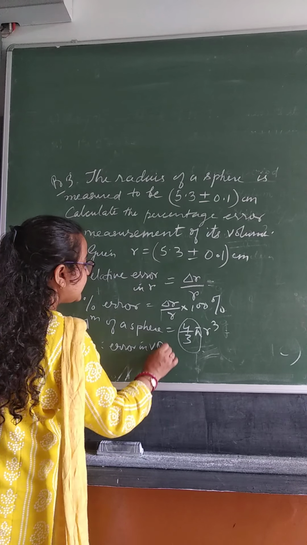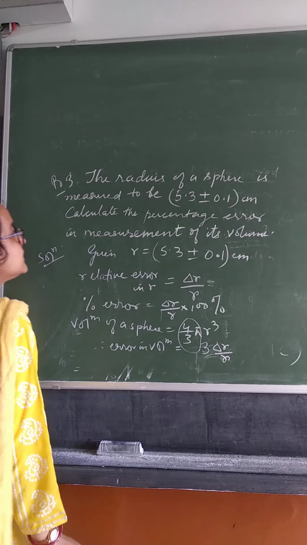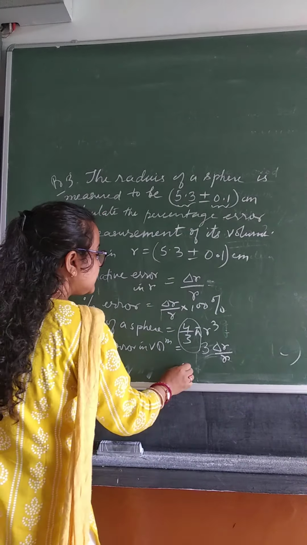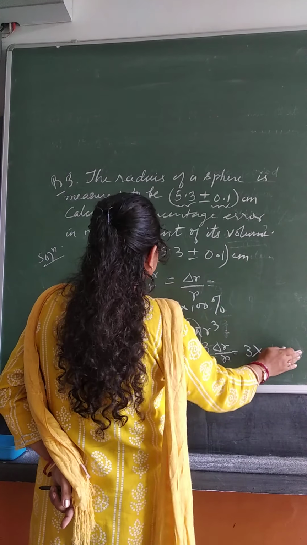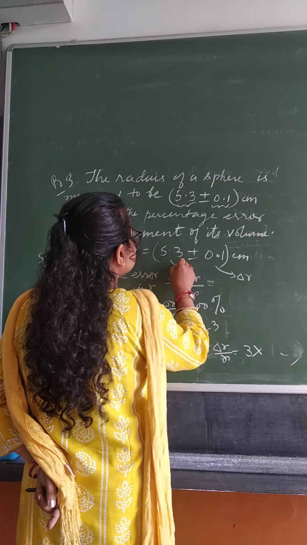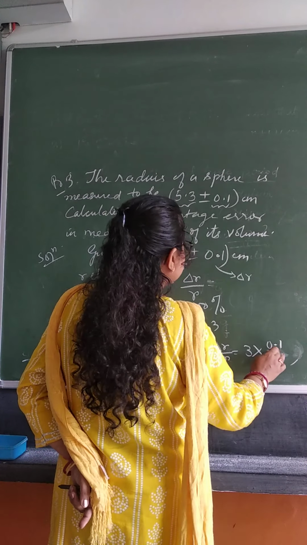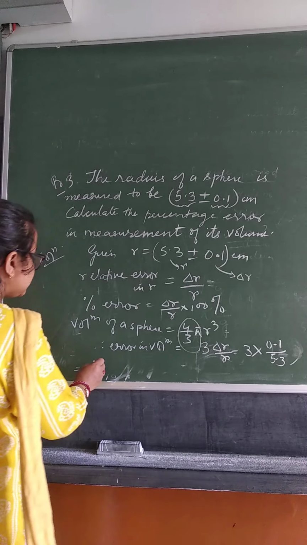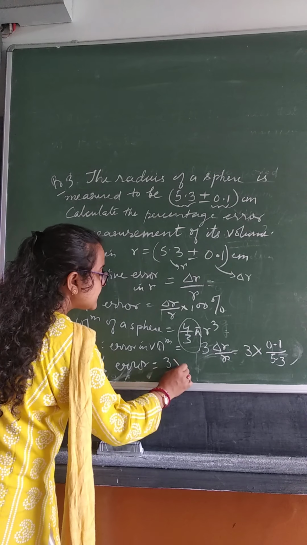in volume will be 3 delta r by r. So delta r is this one and r is this one, so very easily we can find out. That is 3 into delta r by r, which is 3 into 0.1 by 5.3. So the percentage error will become, just express this as a percentage.